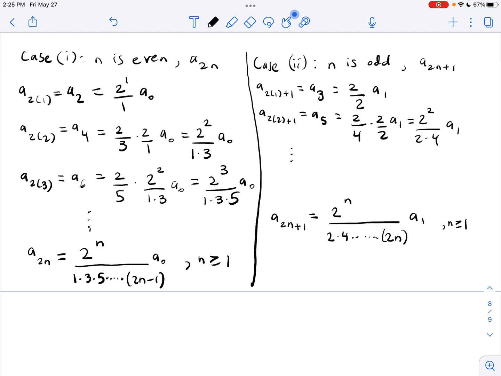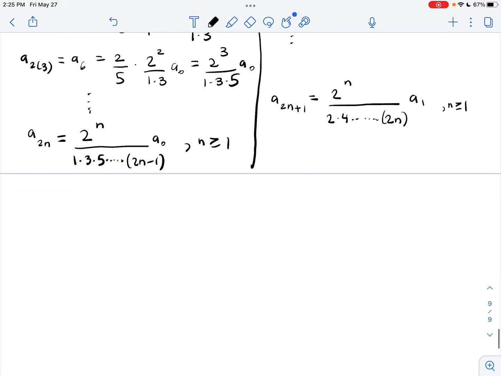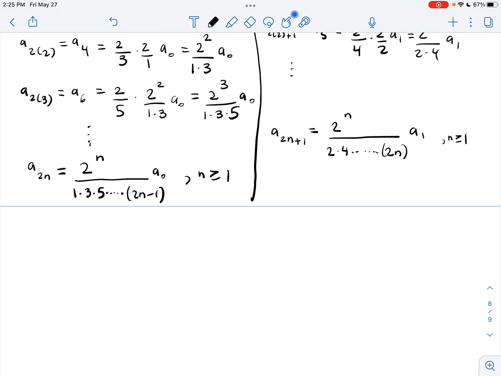I want to show you guys something really neat, though. Even though we could leave this guy as our final answer, I want to examine this guy a little bit more because it turns out we can actually do something interesting with this. The top, think about 2 to the n. 2 to the n is really 2 times 2 times 2. We do that n times, right?